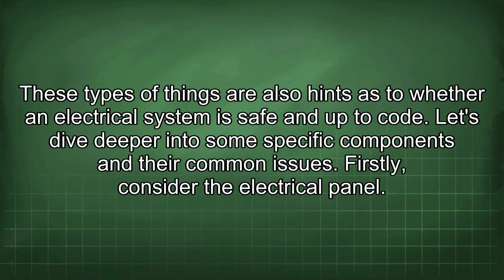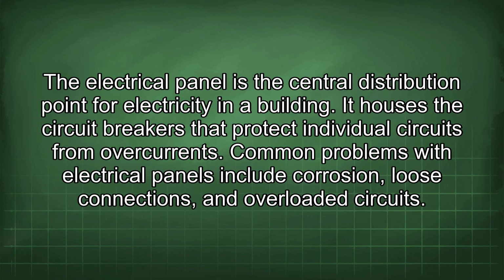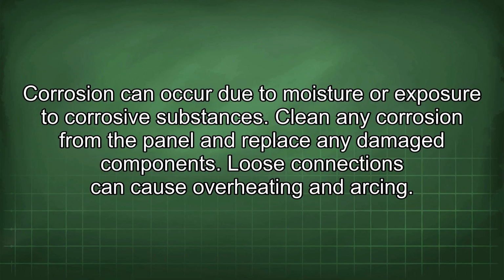Firstly, consider the electrical panel. The electrical panel is the central distribution point for electricity in a building. It houses the circuit breakers that protect individual circuits from overcurrents. Common problems with electrical panels include corrosion, loose connections, and overloaded circuits. Corrosion can occur due to moisture or exposure to corrosive substances. Clean any corrosion from the panel and replace any damaged components.